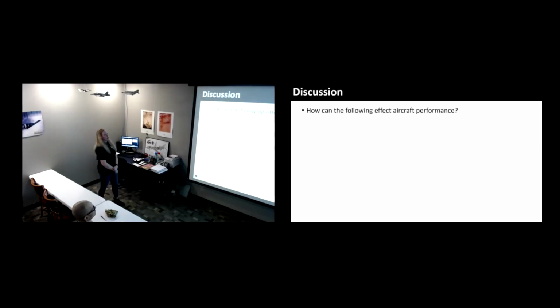Considerations. How can the following affect aircraft performance? Weight and balance. Heavier, it's going to make you slower. It's going to make you take off longer and land faster, right? If you're heavier.